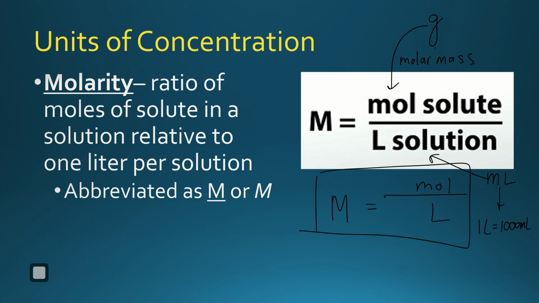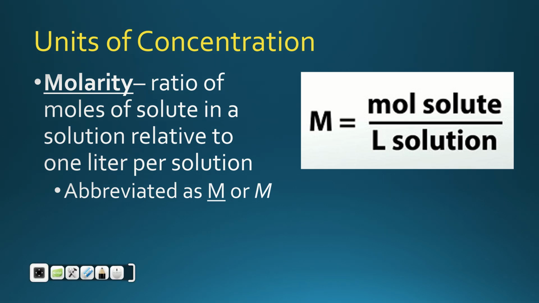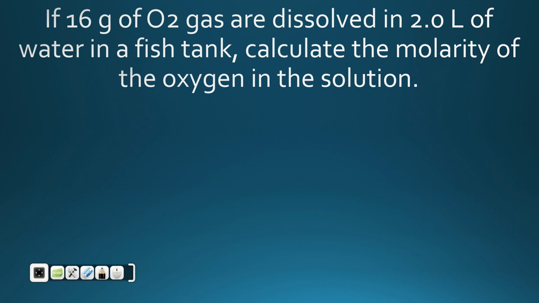That is also useful if I give you different things and I say go back and solve for moles or solve for grams. It can help you organize what you have to do. So here we go. Look at that. We start right off with grams. Perfect. So you have 16 grams of O2 gas dissolved in 2 liters of water in a fish tank. Calculate the molarity of the oxygen in the solution.